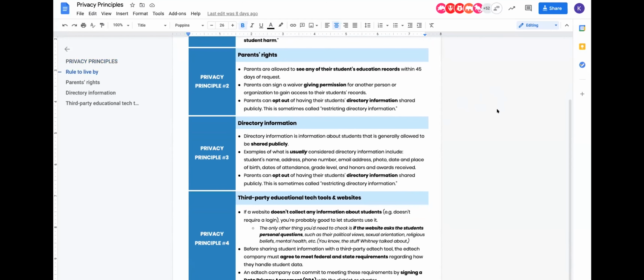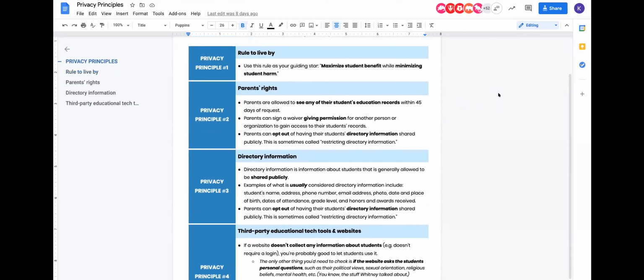Yeah, just a quick comment on number one. This really truly is our guiding principle. And that is, it's not always about FERPA. It's not always about the law. It literally is about getting as little student information out there while still accomplishing the goal.